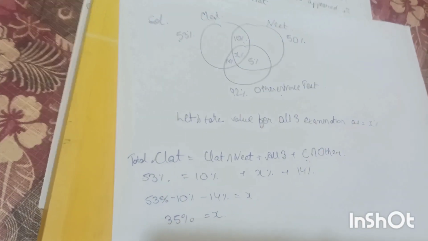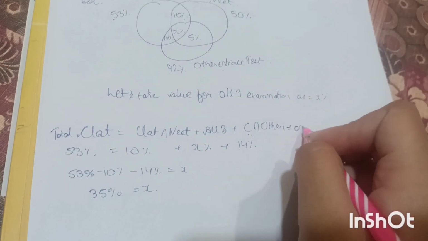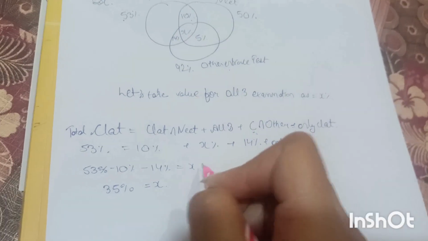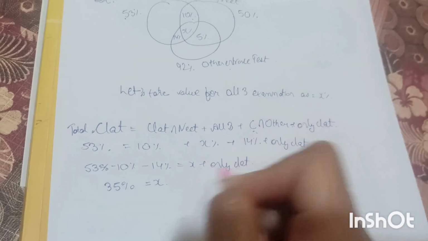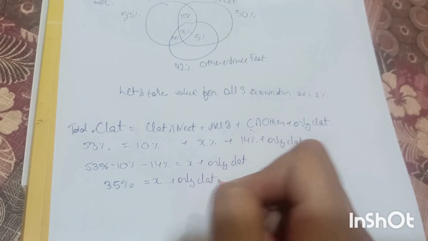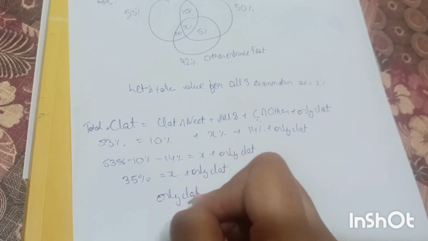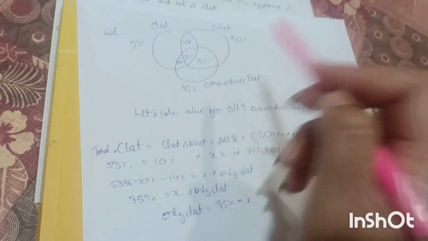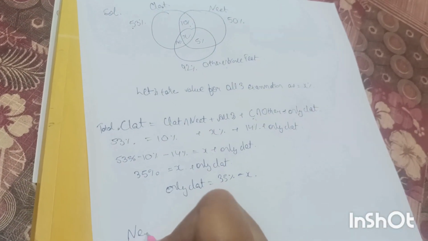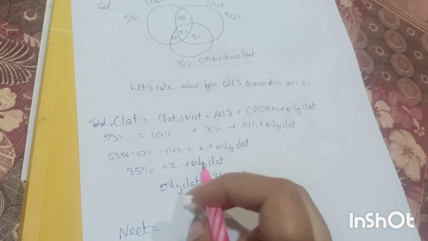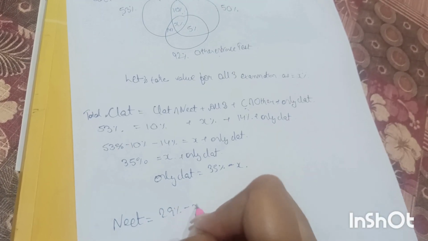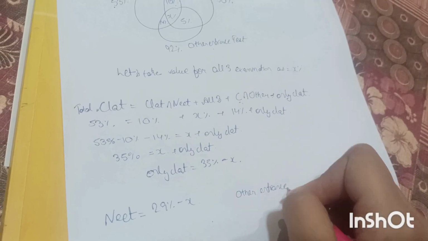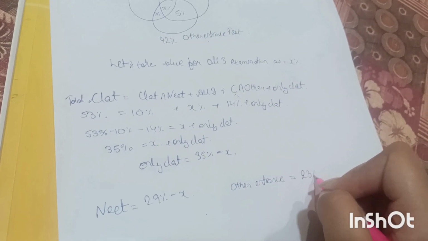Equals, over here you have to add only CLAT also, because you have to find the value for only CLAT. So if you have to find only CLAT, you'll get 35% minus X. Same you can find for NEET and other entrance exam, so I'm telling you the direct value. For NEET you'll get the value as 29% minus X, and for other entrance exam you'll get the value as 23% minus X.